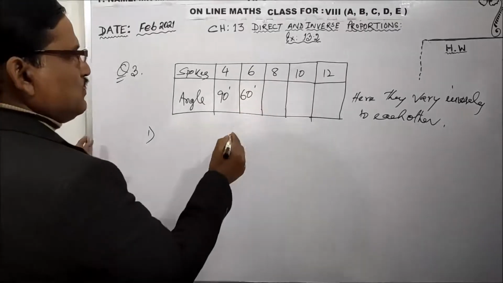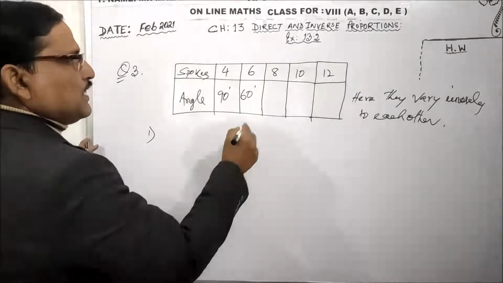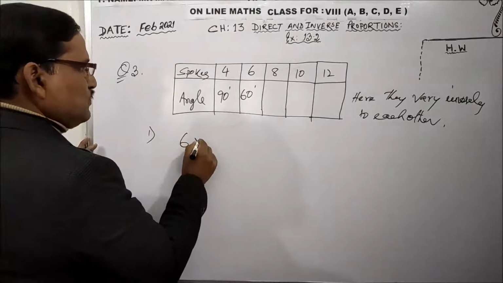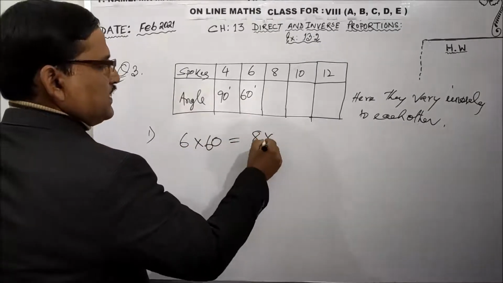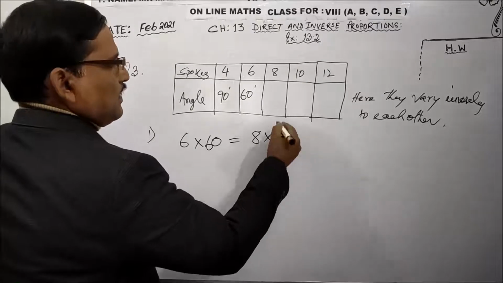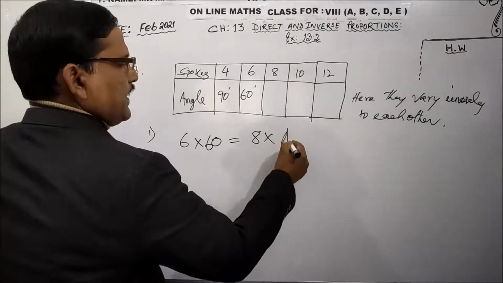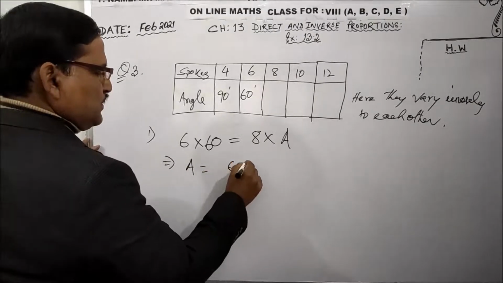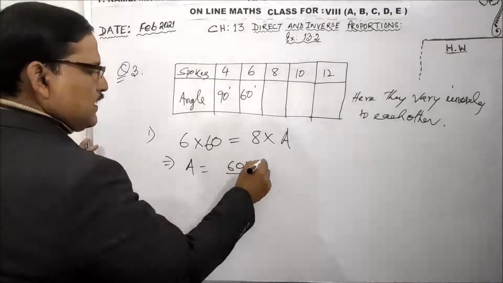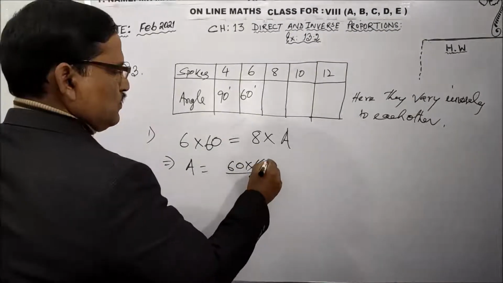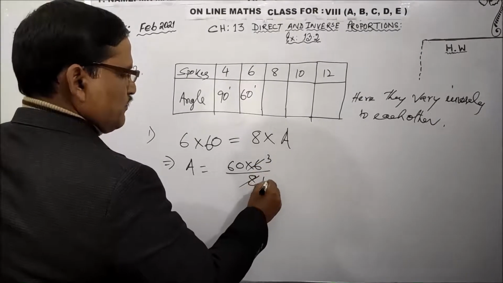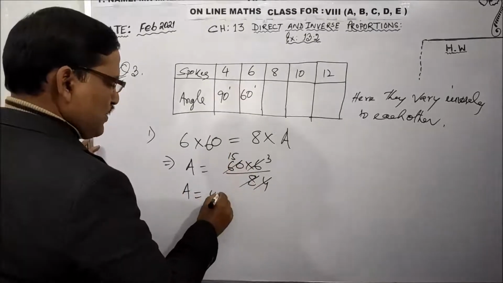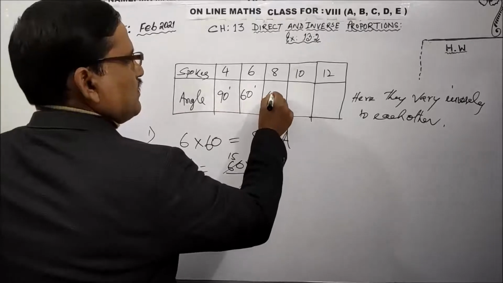Now for the first one, I will take this 4. I told you in case of inverse variation, the product remains the same. I am not finding the ratio. So 6 into 60 will be equal to 8 into A. Mind this, angle refers to A only. So A equals 6 into 60 by 8. Cut it by 2, 3; cut it by 2, it will be 4; cut it by 4, it will be 15. So A equals 45 degrees. Here we have to write down 45 degrees.